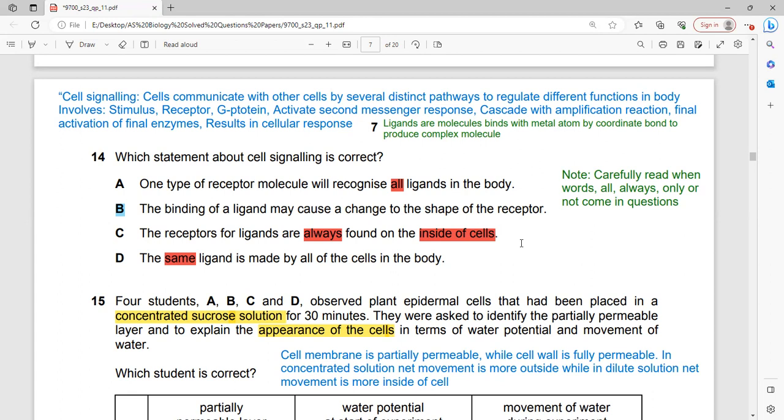So whenever in the question these types of words are coming, for example, all and always and only or not, always be careful about that. These are the indications of the answer.